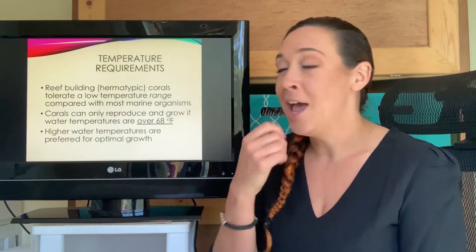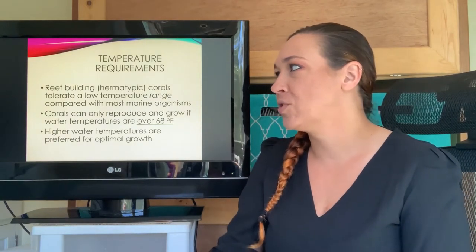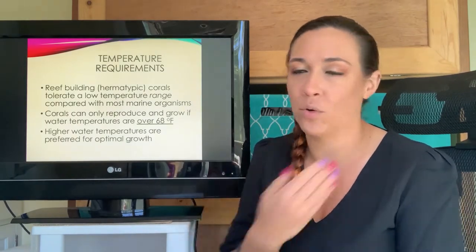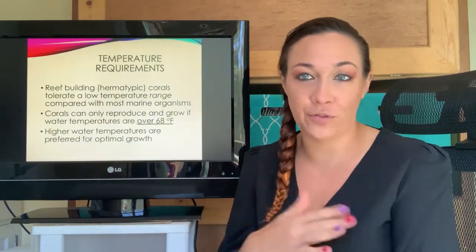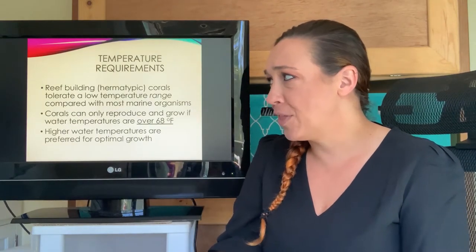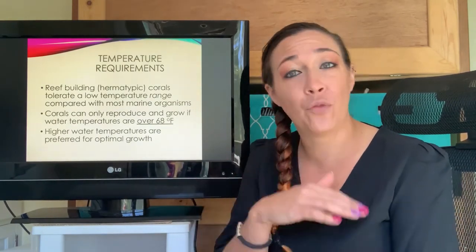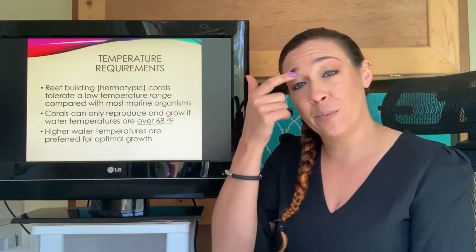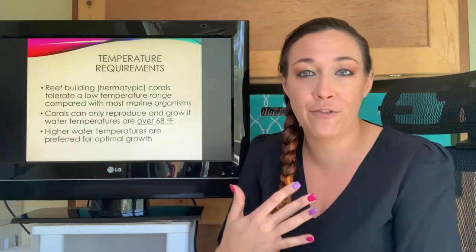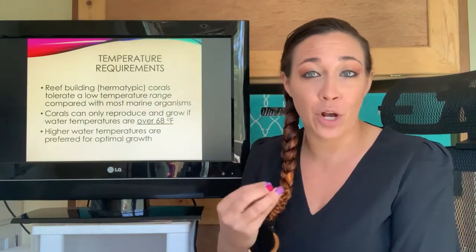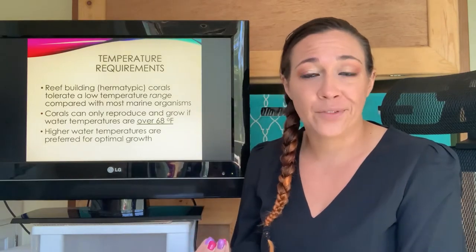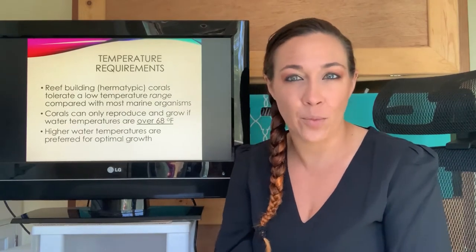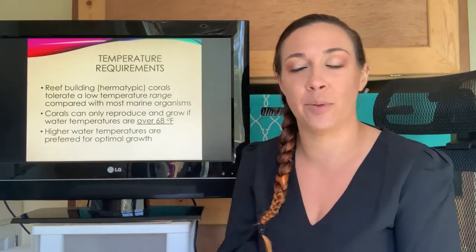Temperature requirements: these reef-building corals have a very narrow temperature range compared to some other corals, so they really can't deal with great temperature fluctuations. They can really only be active over 68 degrees. If it dips below that, they're not going to be able to reproduce and grow. They can survive for a while, but they're not going to be able to reproduce or grow new polyps. So that's really not good conditions. Anything less than 68 degrees is almost too cold for them. They almost go into hibernation and wait for it to get a little bit warmer.